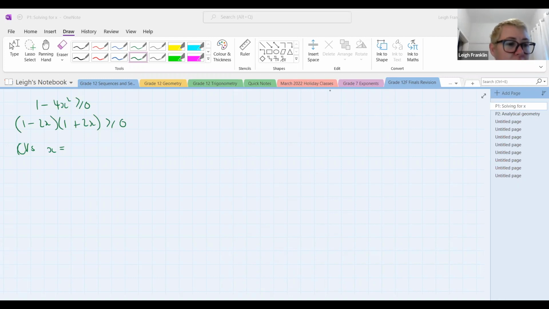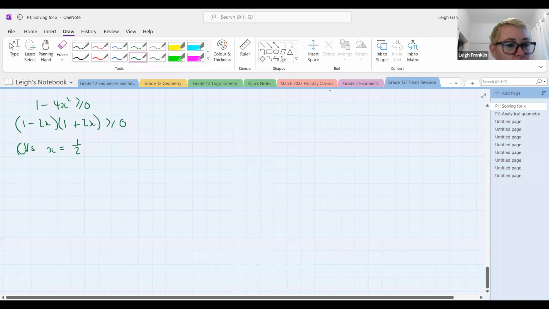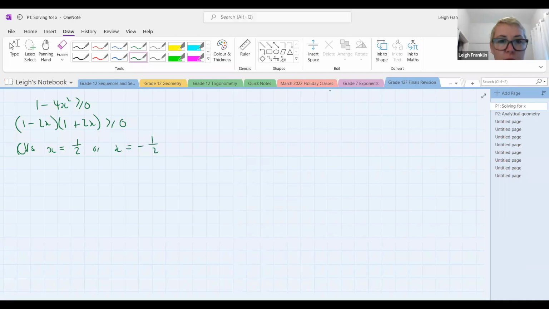Okay, a lot of you are saying your critical values are where x is equal to 1 over 2, which is correct, or where x is equal to negative 1 over 2.